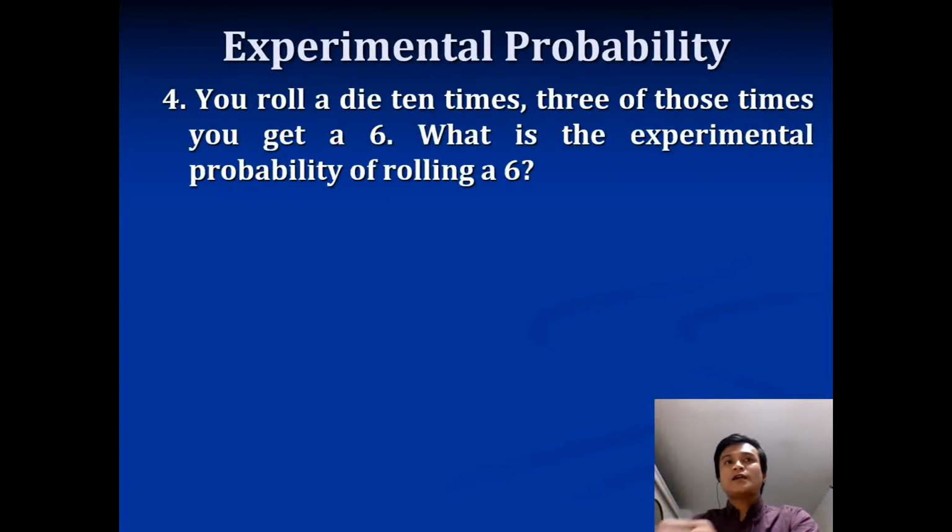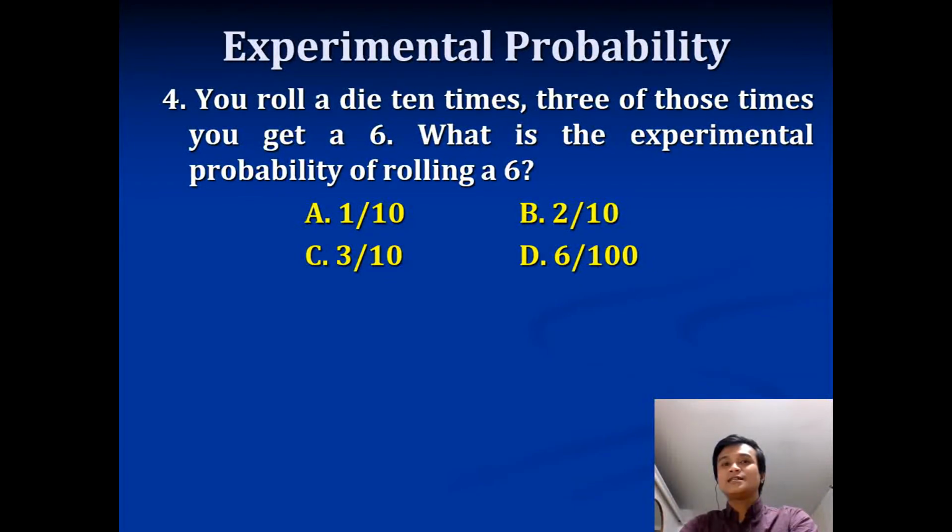Okay, for number 4, you roll a die 10 times. 3 of those times, you get a 6. What is the experimental probability of rolling a 6? A. 1 over 10, B. 2 over 10, C. 3 over 10, or D. 6 over 100. Okay, you choose the letter of your correct answer.